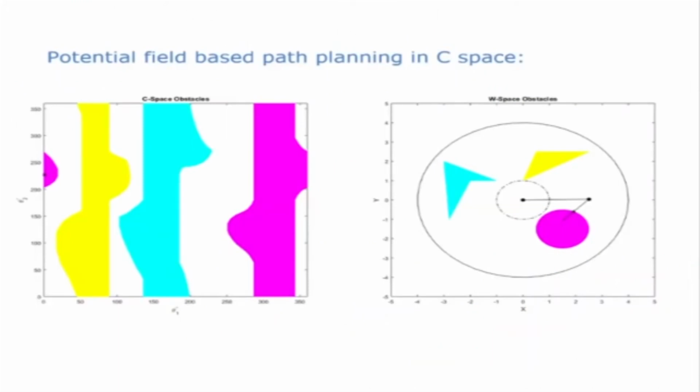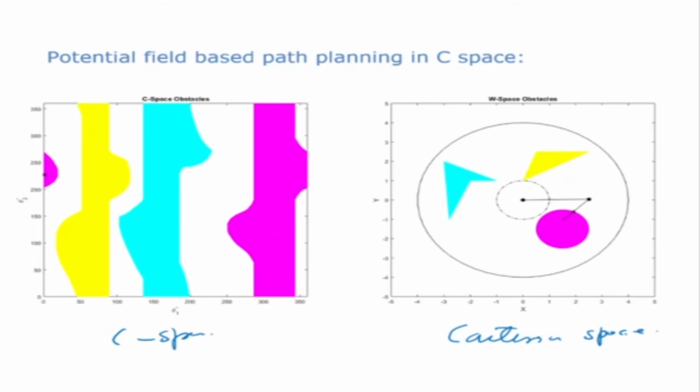Now this is an example I had shown earlier when we talked about C space for serial manipulators. So on the left hand side we have the workspace or Cartesian space. Okay, so this is my Cartesian space where we have a 2-link manipulator and these are obstacles. Now from here we go to the C space, so this is my C space, and we are going to do the planning in the C space.